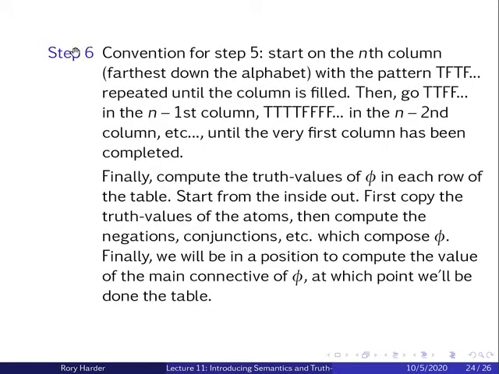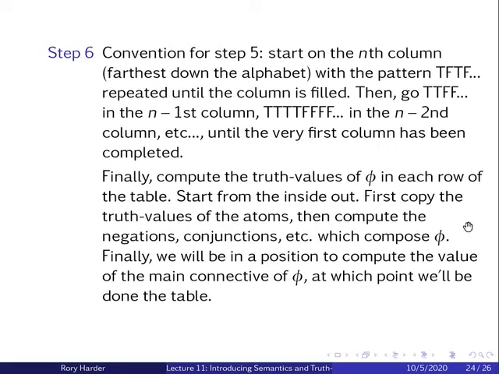And so once you finish step 6, so once you've listed out all the possible combinations of truth values for all of the atomic sentences, what you do is you compute the truth values of phi in each row of the table. And what you do is you start from the inside out. So the first thing you do is you copy the truth values of the atomic sentences according to that row to the right-hand side where phi is listed. Then you work out computing the negations, conjunctions, etc., which make up the complex sentence phi.